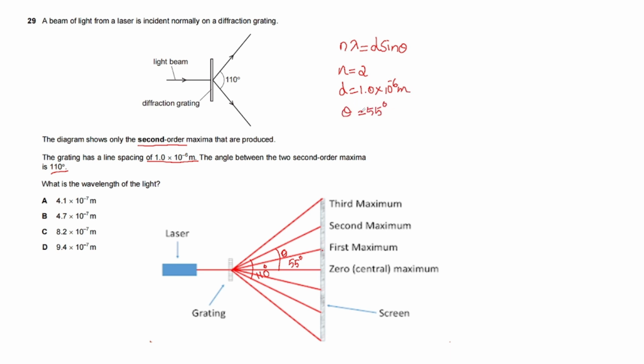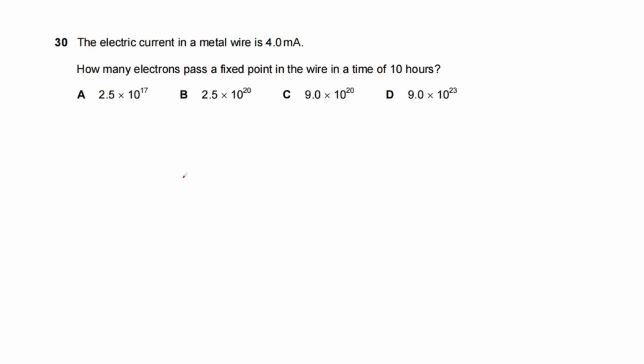You need to substitute these values in this, so we can rearrange the formula as d sine theta over n and substitute and find out. You will be getting a value of 4.1 times 10 to the power minus 7 meter. Okay, so option A is the correct answer for this question.